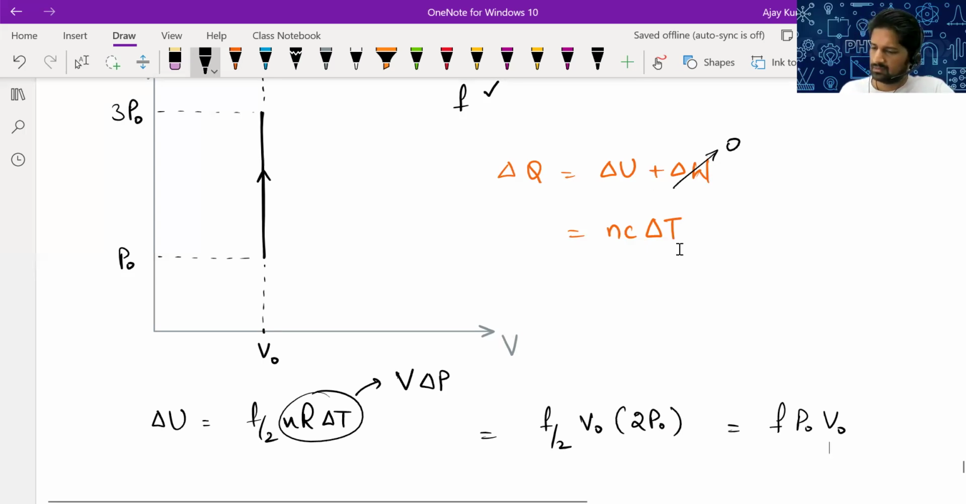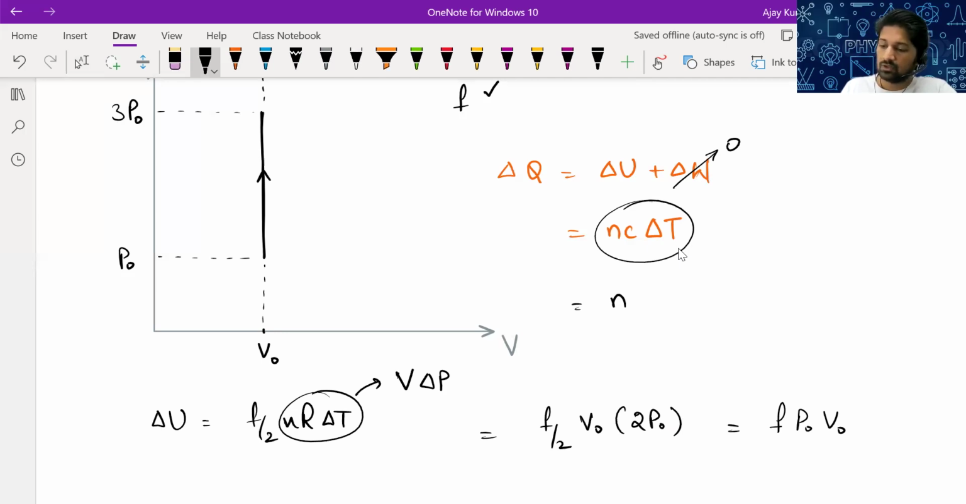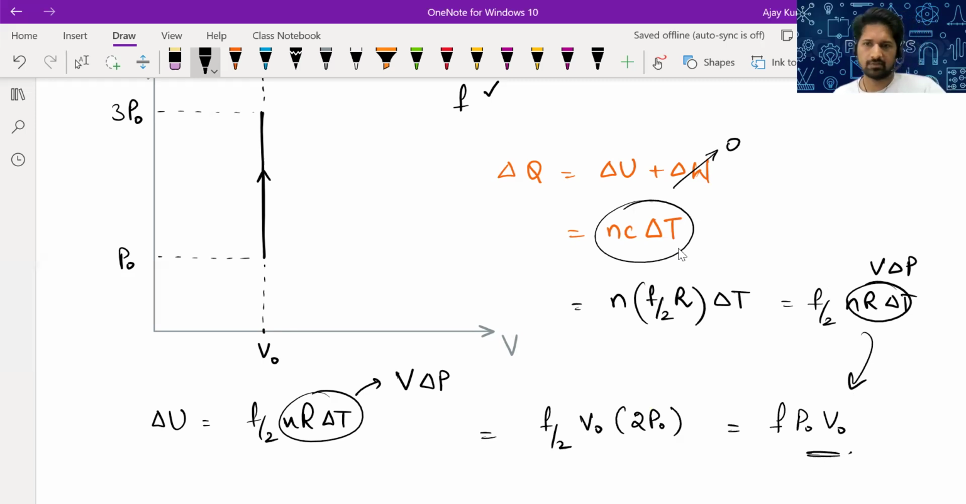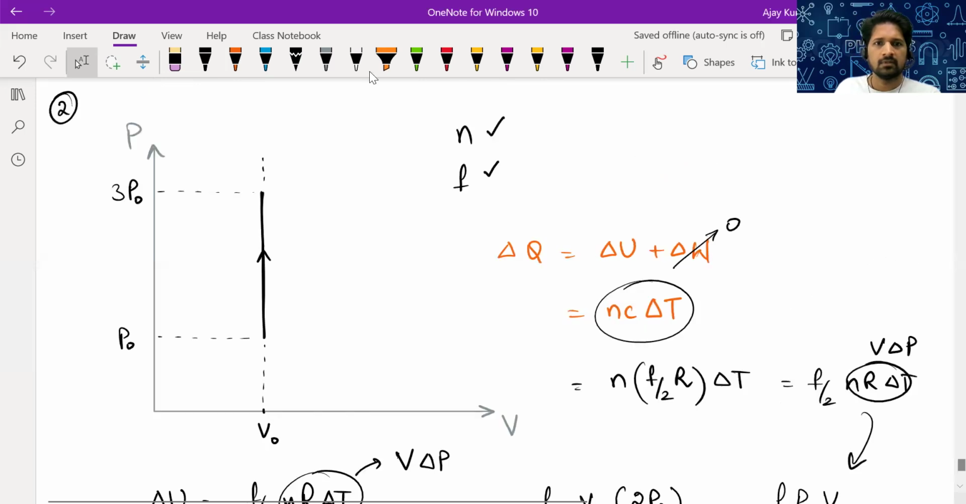Okay. Suppose you used nC delta T. You have to use the C value, molar specific heat, for this particular process. Molar specific heat at constant volume we just derived is f by 2 multiplied with R. That will have to be used multiplied with delta T. You get the same answer, f by 2 nR delta T, which can be written as V delta P, and it will be equal to f times P naught V naught. Is this clear? Yes, sir. Okay, fine.